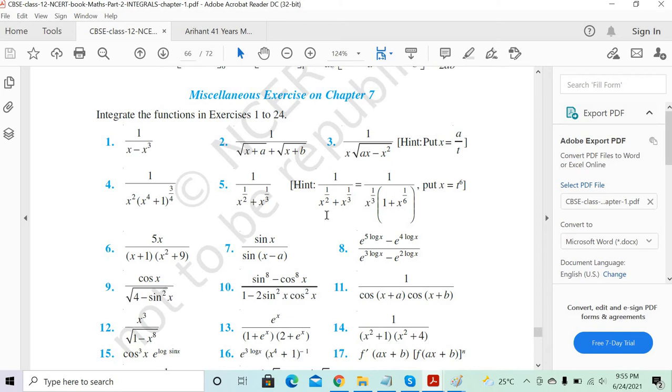It was a partial fraction. No, this is not a partial fraction. I tried doing a partial fraction. No, the denominator can't be done that way. How can you do that? Because it's root of x plus a plus root of x plus b. So what do you need to do?